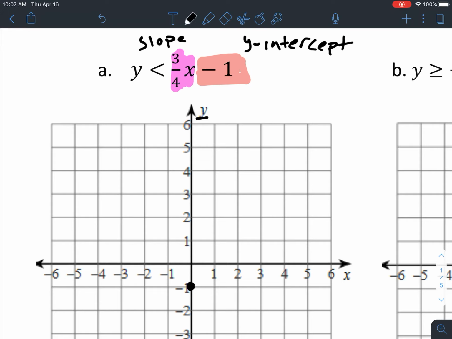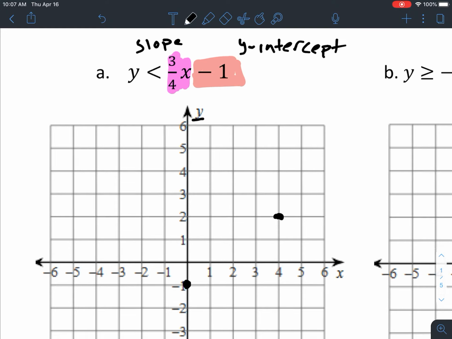And to count this out, we look at it as 3 over 4. So we have to go rise over run. So we go up 3: 1, 2, 3, and our run is 4. So we go over to our right 4 because we know this is positive, so it's going up: 1, 2, 3, 4. So there's our points right there.